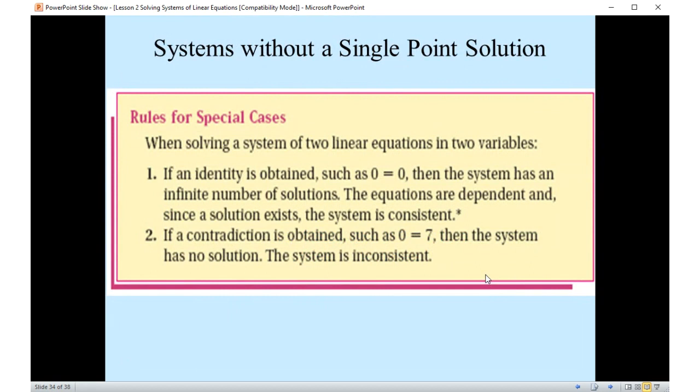If you're solving a system of equations and you have the equations equal to each other and you end up getting 0 equals 0, then that means they're the same line and there's an infinite number of solutions. If you get something like 0 equals 7 or 5 equals 2, two numbers that don't equal each other, then that means that they don't ever cross.